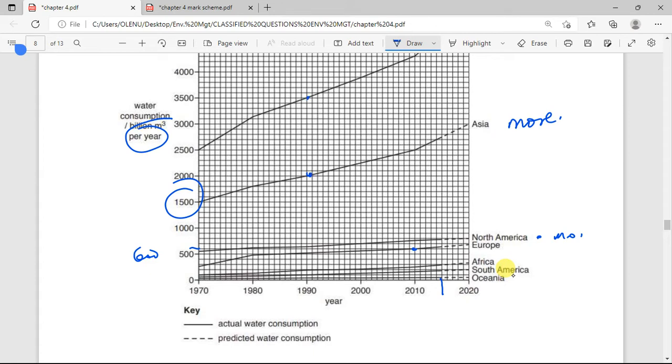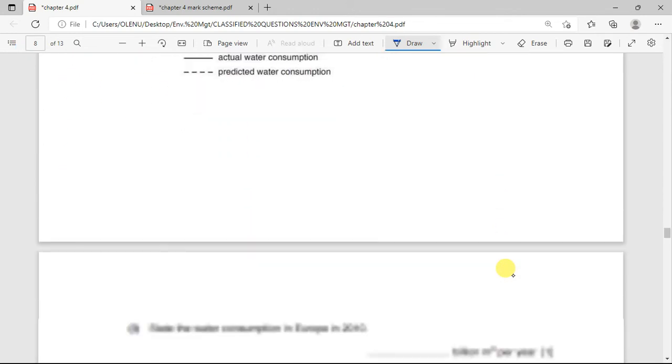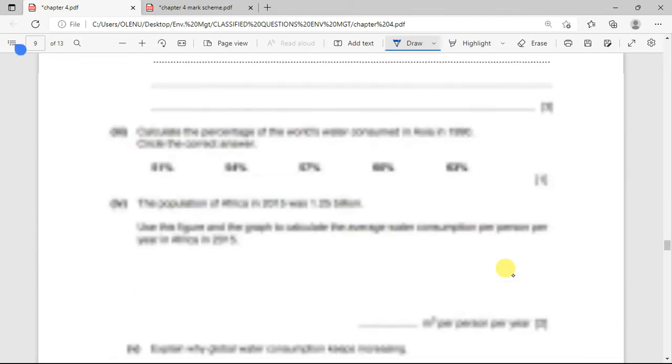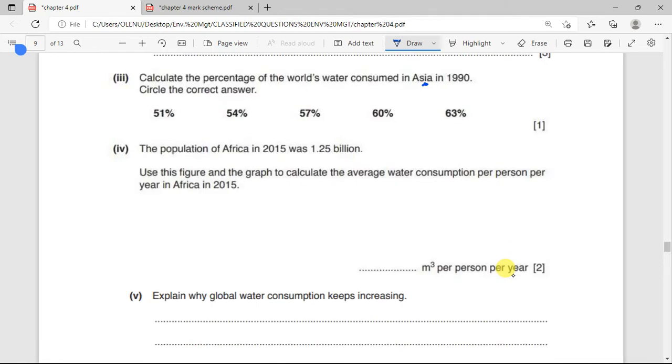So for Asia, they consume 2000. So Asia in this case is 2000, while the world is 3500. So to calculate the percentage consumed in Asia in relation to the world will just be 2000 divided by 3500 times 100. You get your value here.